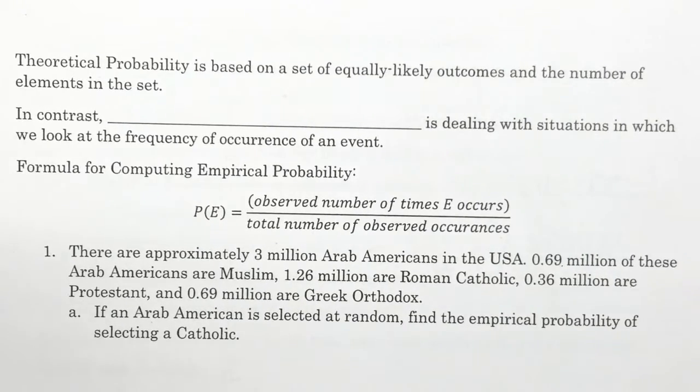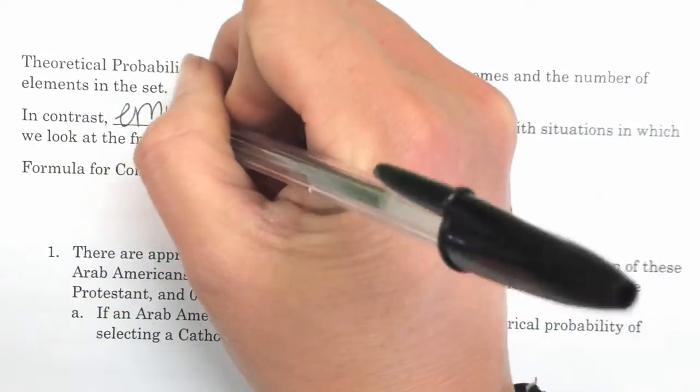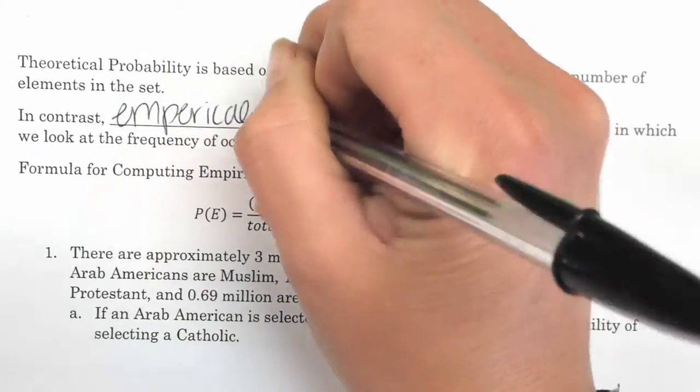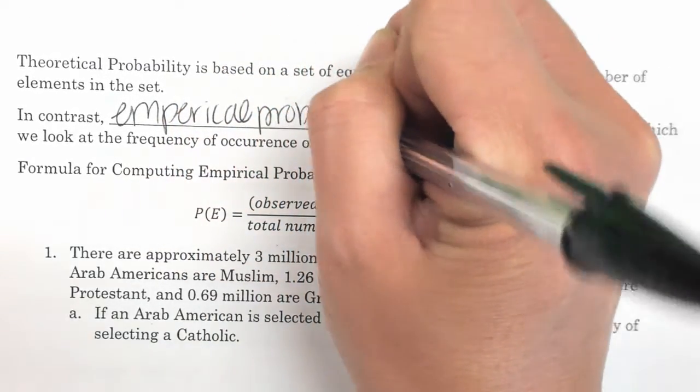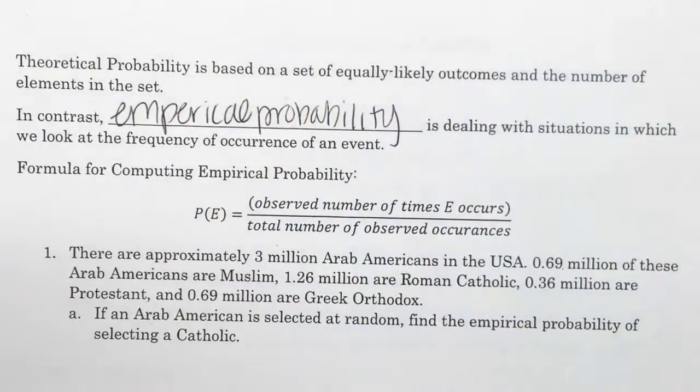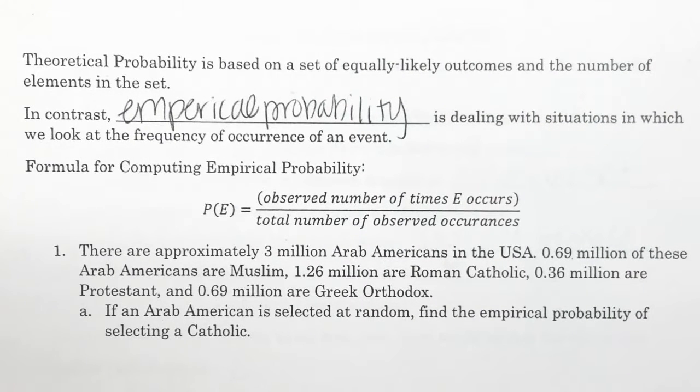So in contrast, empirical probability is dealing with situations in which we look at the frequency of occurrence of an event. And there's a formula for it. It's just the observed number of times E occurs, so how many successes occur, over the total number of observed occurrences. So all the options in total on the bottom.